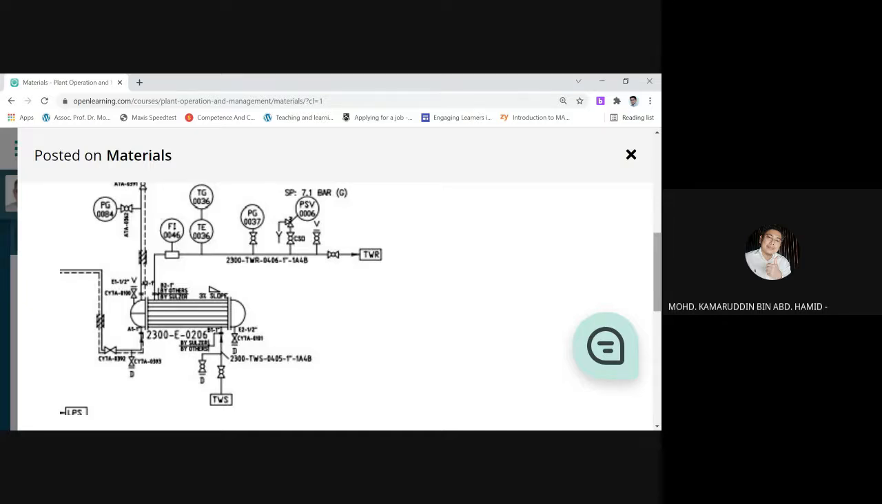Since you know that this is water, and you know that you cannot have more than the boiling point of the water. Okay, very simple question. What is the boiling point of water?